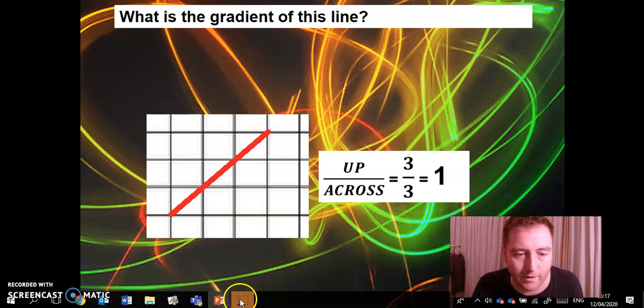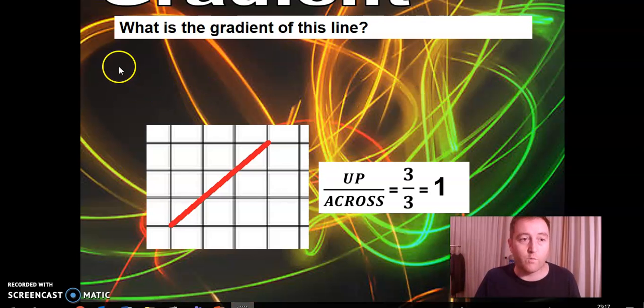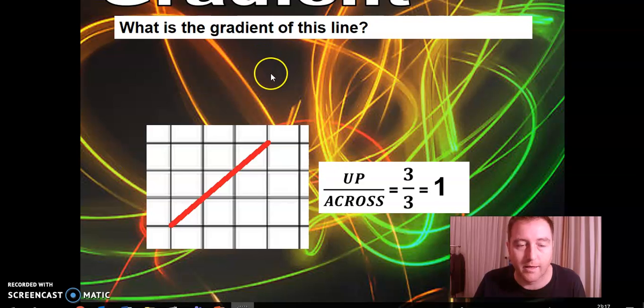Okay, I think that's enough examples from me now. I'm going to let you get on with the next task. If you need any help, please ask questions. This is a tricky little topic, but a really important one. And once you get it, you're going to be set for maths for a long time.